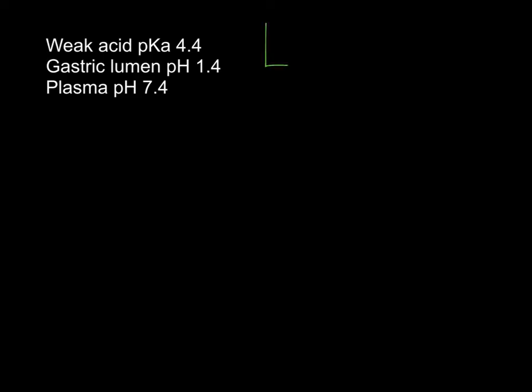So same idea. We now have a drug with a specific pKa, and if we're in a more acidic environment, so our drug's pKa is 4.4, we know at pH 4.4, our N to I ratio is going to be 1 to 1.